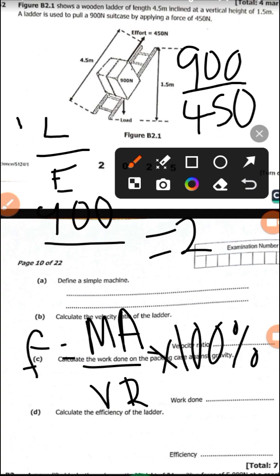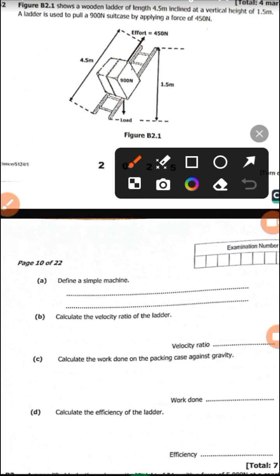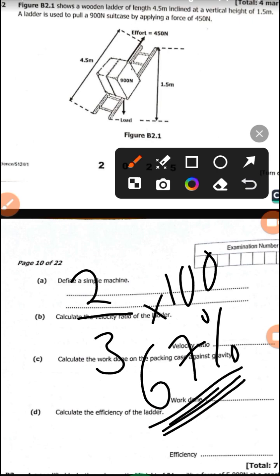So mechanical advantage is equal to 2, and velocity ratio is equal to 3. Then we substitute. Mechanical advantage we had 2, velocity ratio we had 3, then multiplied by 100. You are going to get 66.6666. So we are going to write the answer as 67%. So this was the efficiency of the ladder.